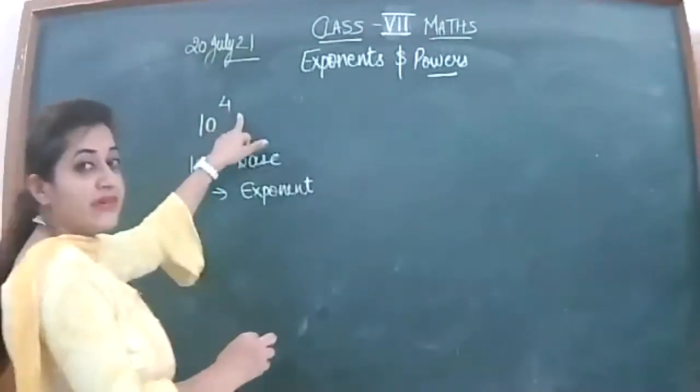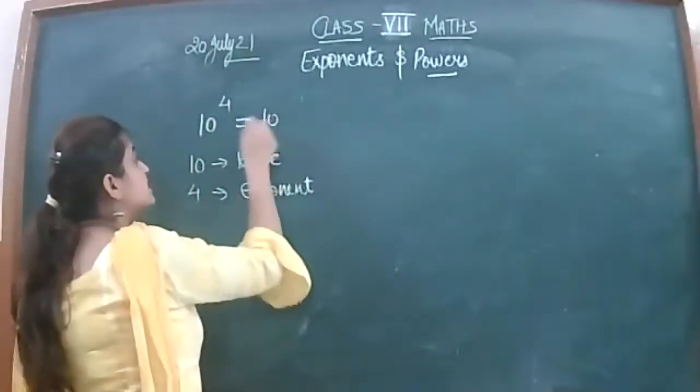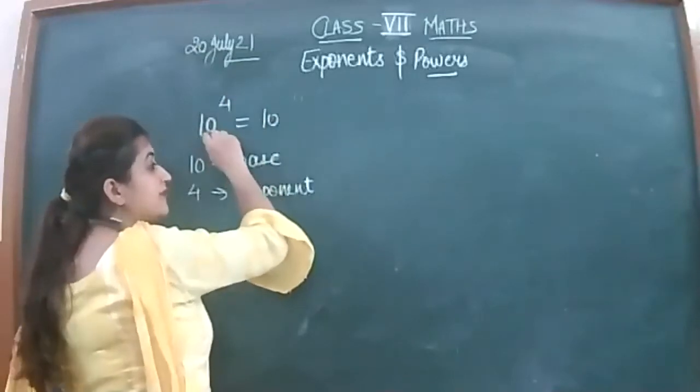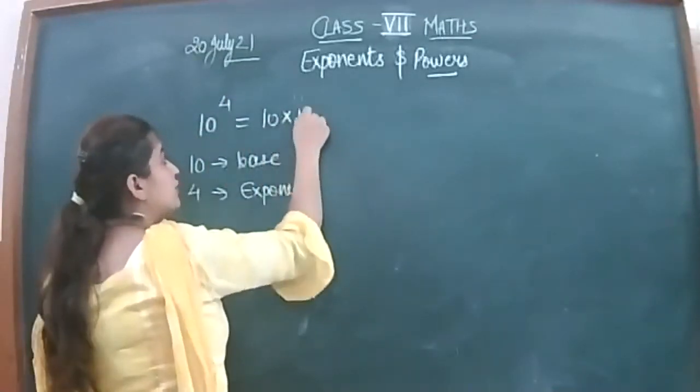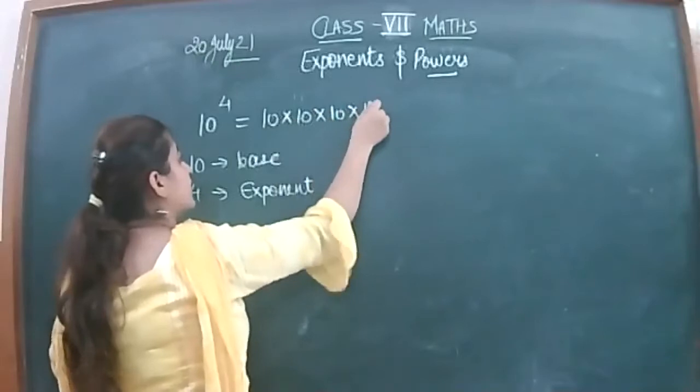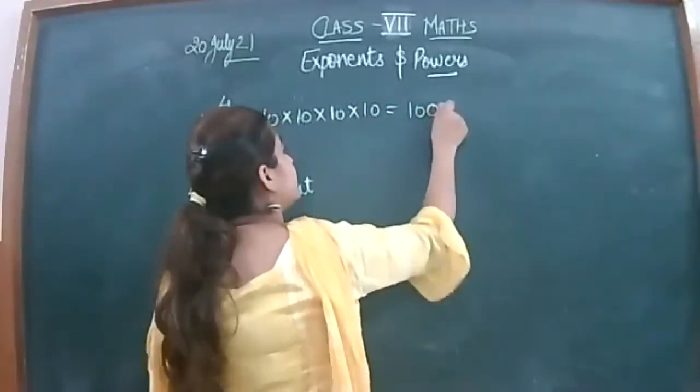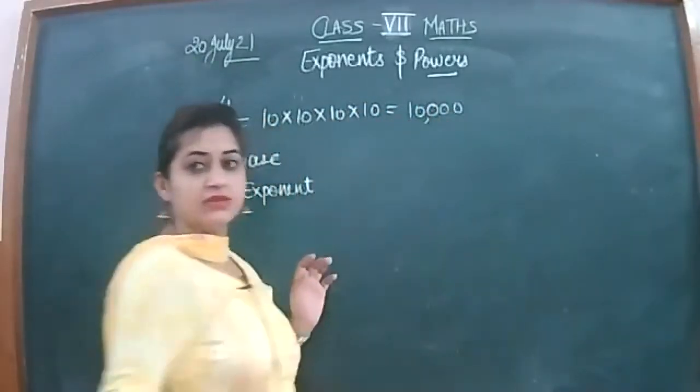What do you mean by 10 raised to power 4? It means 10 will be multiplied 4 times. You will write 10 four times, so your answer will be 10,000.